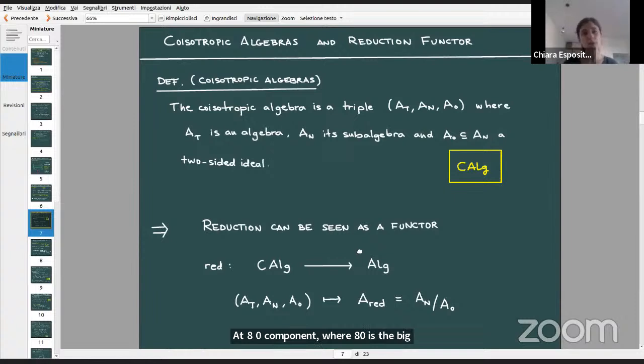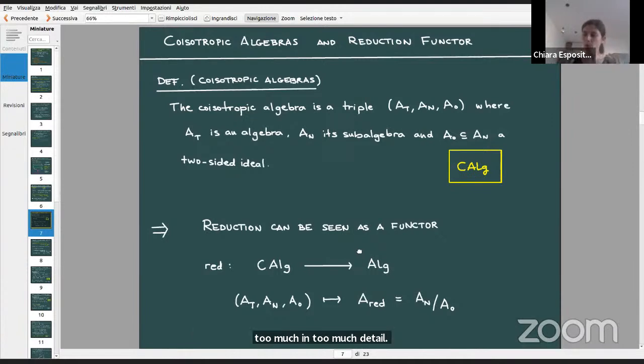Generally, we do consider unital and associative. AN is its subalgebra, and A0, sitting in AN, is a two-sided ideal. And with these objects, I can cook up a category. So these really form a category, of course, with suitable morphisms. I don't want to go into too much detail. Just keep in mind the philosophy.